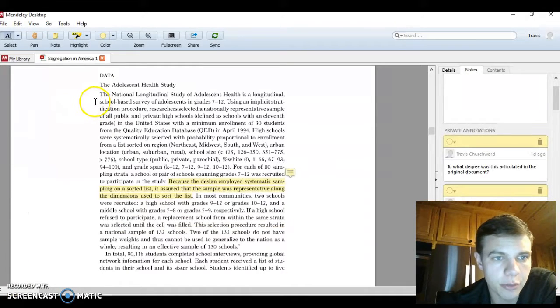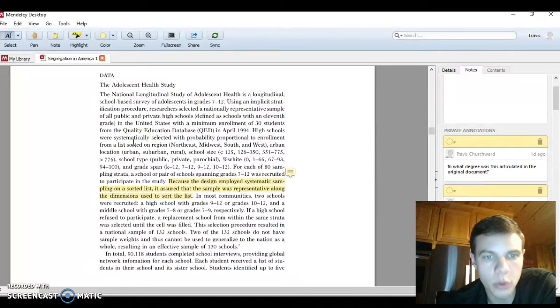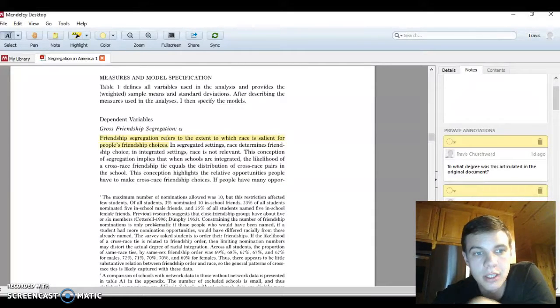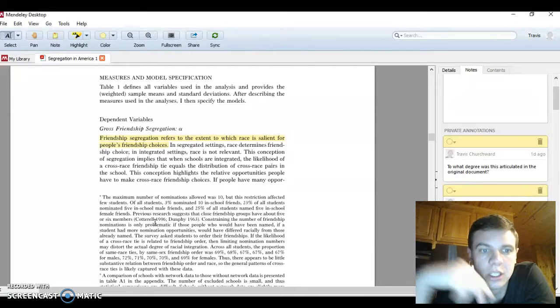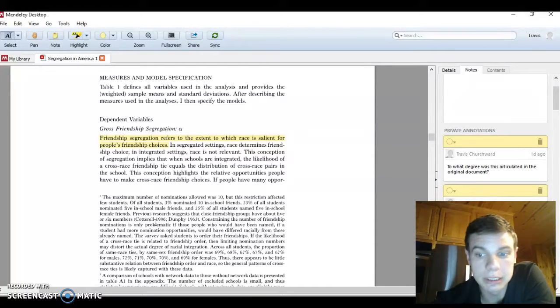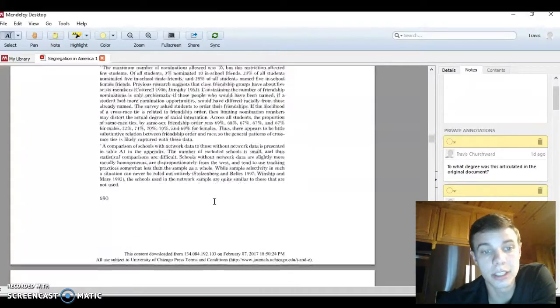So they collected their data from the National Longitudinal Study of Adolescent Health and focused on over 80 schools of different sizes, all high schools, and the friendship networks they're in. They collected data on gross friendship segregation, which basically just described the degree to which race was important, salient in deciding who friends were.